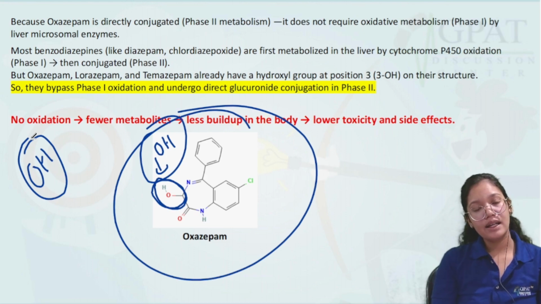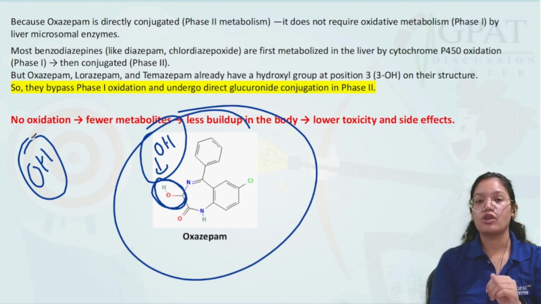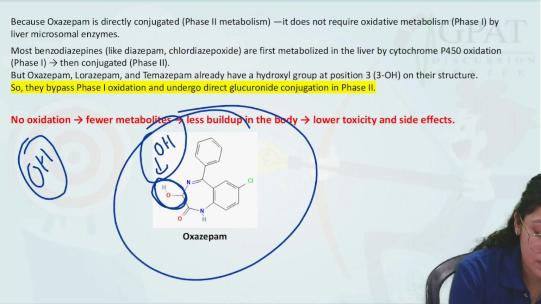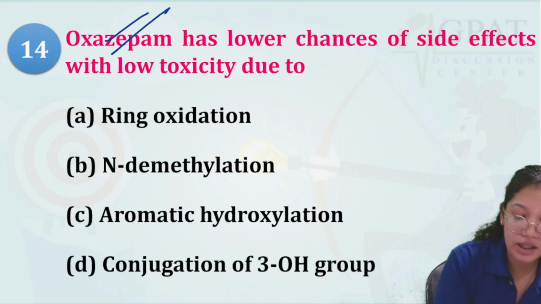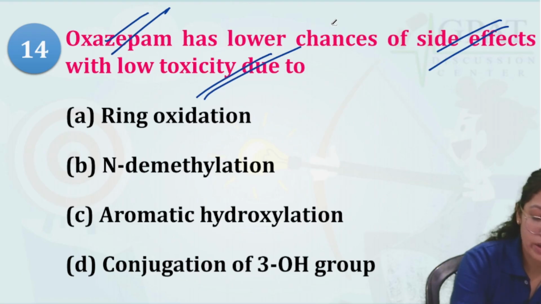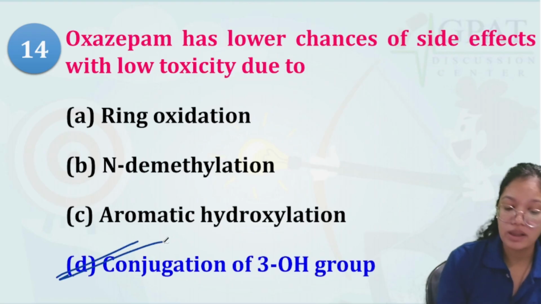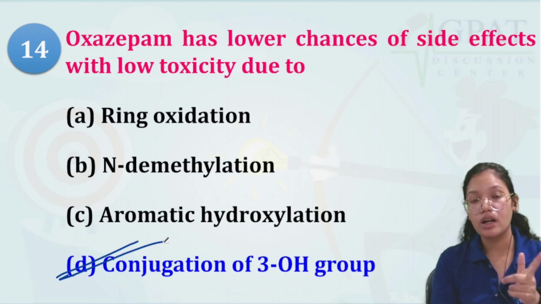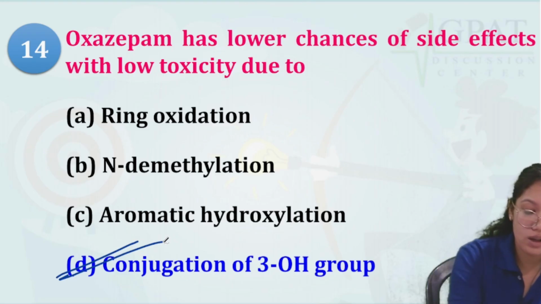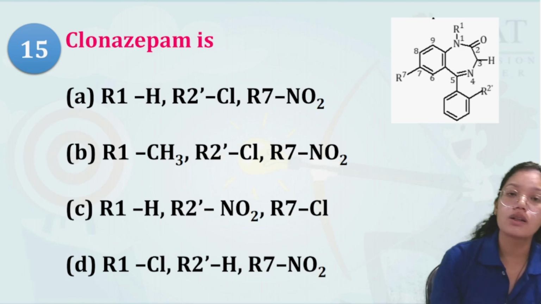It directly enters the phase 2 reaction of metabolism, and due to this direct entry into phase 2, it results in reduced side effects and lower toxicity. So what is the reason? The direct conjugation of the 3rd OH group results in the lower chances of side effects and low toxicity in oxazepam.